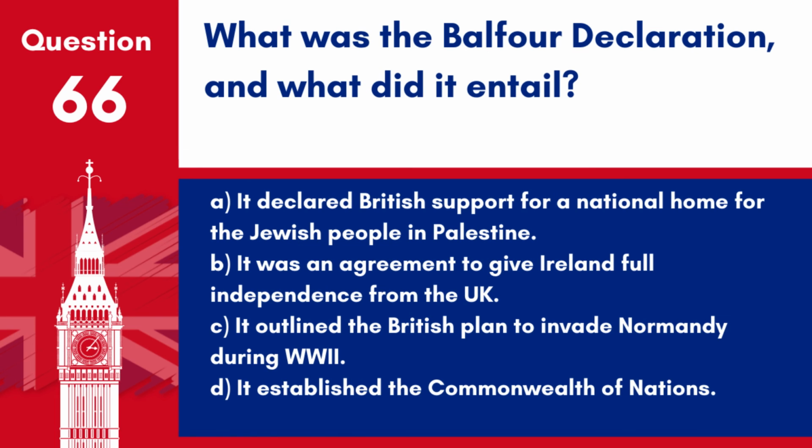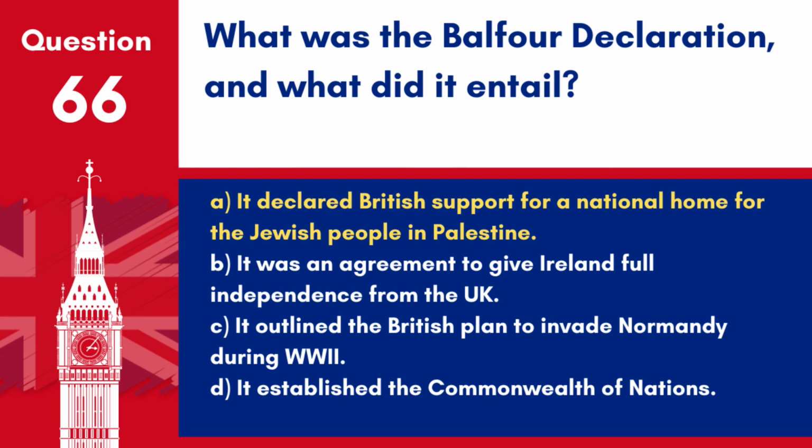Question 66. What was the Balfour Declaration and what did it entail? A. It declared British support for a national home for the Jewish people in Palestine. B. It was an agreement to give Ireland full independence from the UK. C. It outlined the British plan to invade Normandy during World War II. D. It established the Commonwealth of Nations.